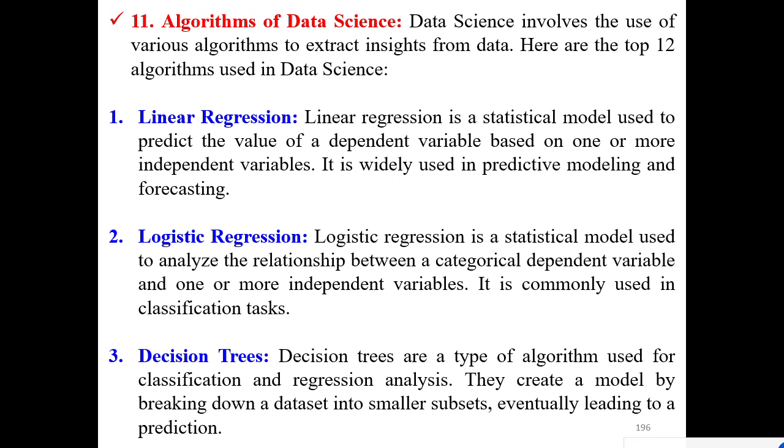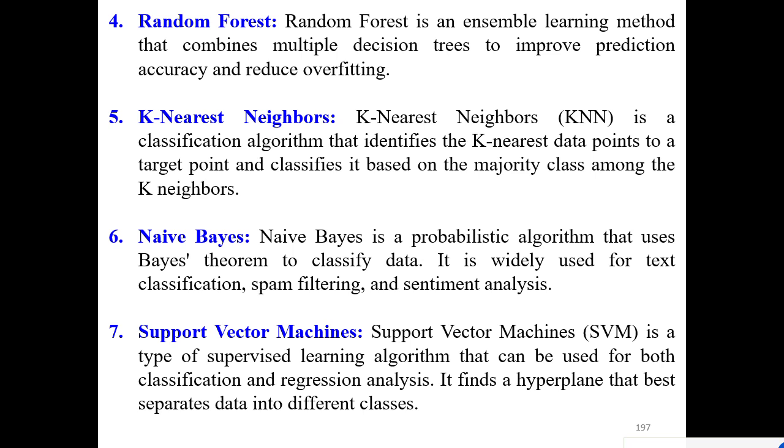They create a model by breaking down a data set into smaller subsets like root node, chain nodes, eventually leading to a prediction. Leaf nodes. The final leaf nodes show the prediction. Then random forest is one of the ensemble learning methods that combines multiple decision trees. That's why before using random forest you need to have knowledge of decision trees, how root node and child nodes form to improve prediction accuracy.